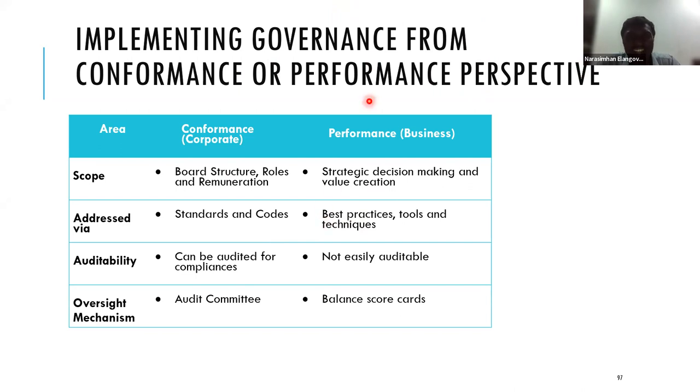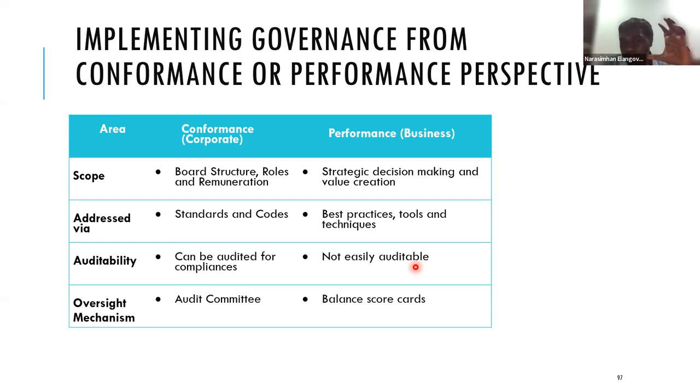Okay. Sorry, thank you. Codes and best practices, right? Auditability. For conformance or corporate governance, I can audit it using methods, but there are different compliance-oriented methods. Performance is slightly more difficult. No doubt you can say it's a profit, I can audit. But beyond a point, value, strategy, how will you audit? Those are not possible. For conformance, corporate governance, the oversight is the audit committee.